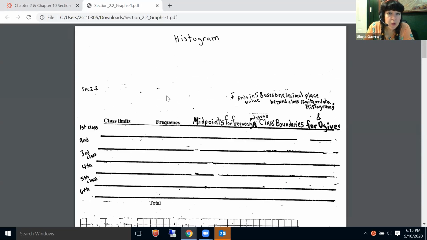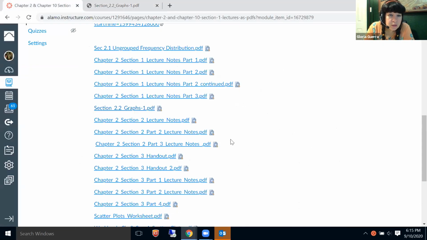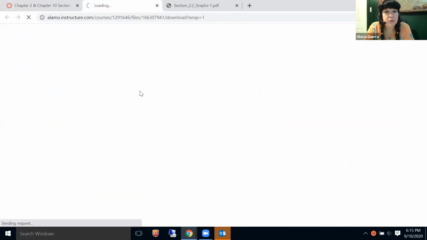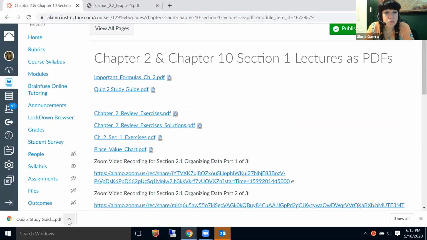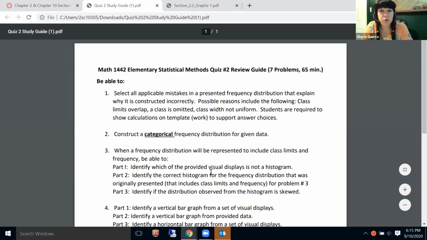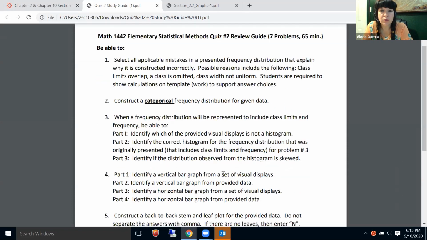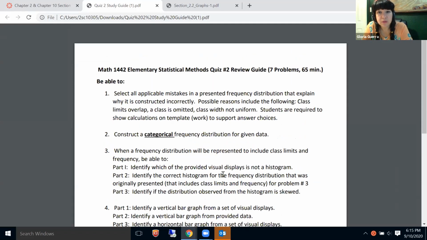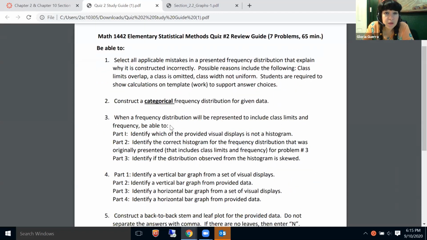Also, your study guide for quiz 2. I updated this just a little bit. You can either use your own double-sided sheet from scratch and decorate that, or you can decorate this right on the side and on the back of that. But you are limited to one double-sided sheet for the quizzes. You'll have 7 problems and it'll be timed for 65 minutes. And this is what we'll be covering here.